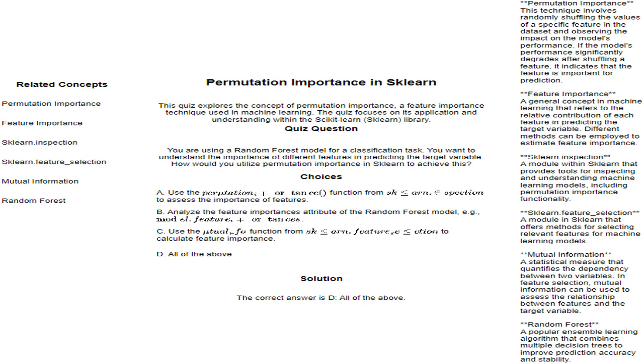A module within sklearn that provides tools for inspecting and understanding machine learning models, including permutation importance functionality. True. The permutation importance function in sklearn inspection is designed for directly calculating permutation importance, a method to assess feature significance. It is a direct and effective approach to determine feature relevance using permutation.